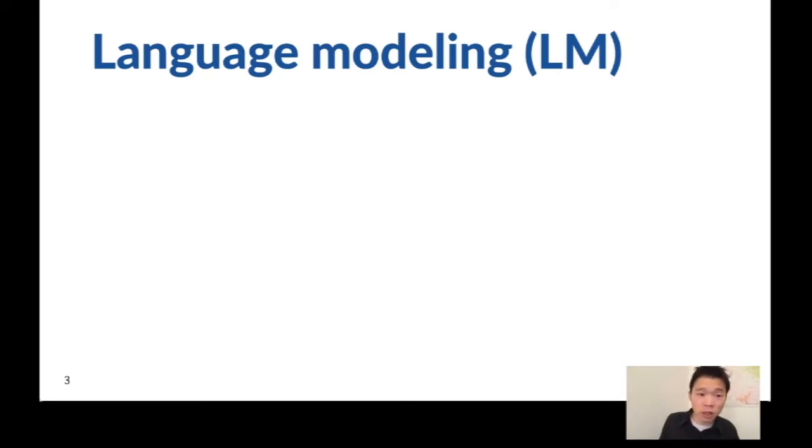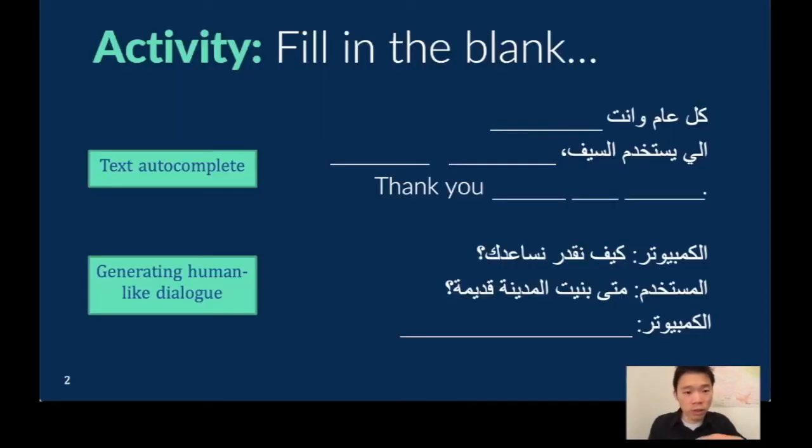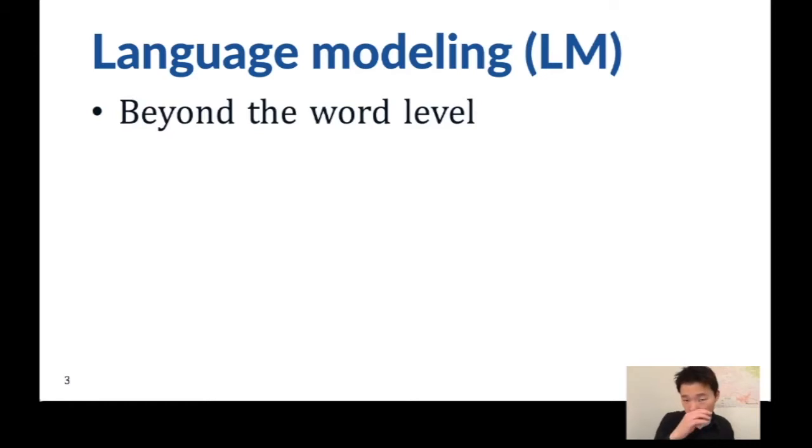Again, this task is called language modeling or building language models, LMs. And we're going beyond the word level. Last time we took one vector and another vector and we did a cosine similarity between them, and you can get a number representing how similar these two words are. But that's not going to serve us if we're trying to do some of these tasks like filling in the blanks and stuff like that. So we need to model what words look like in context.